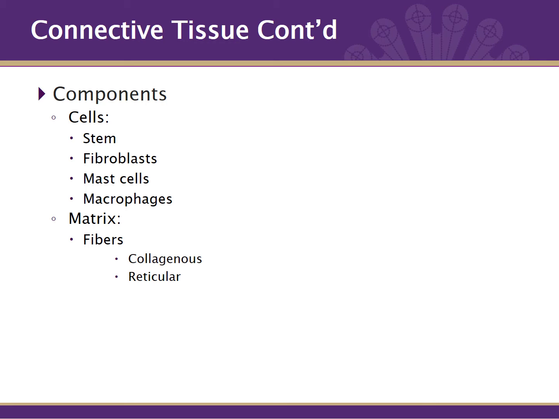Reticular fibers are thin collagen fibers covered by glycoprotein. Glycoprotein is a protein with a carbohydrate bonded to it. They are most commonly associated with the lymphatic system and help provide a sponge-like framework for the spleen.